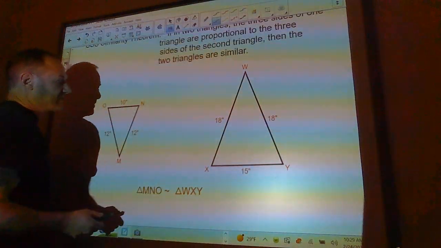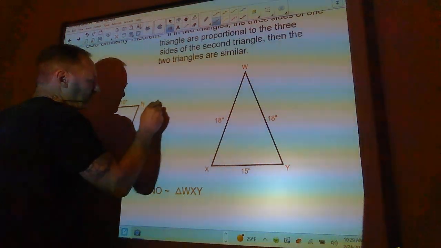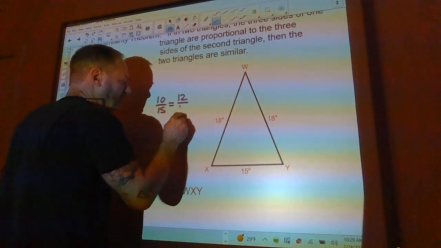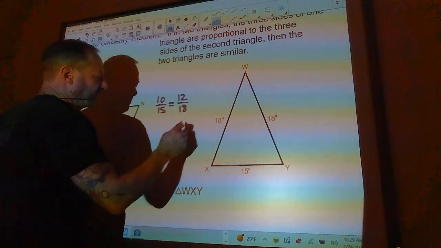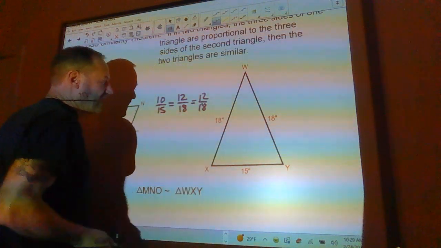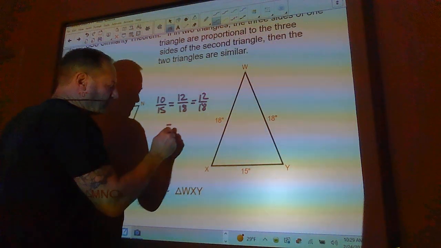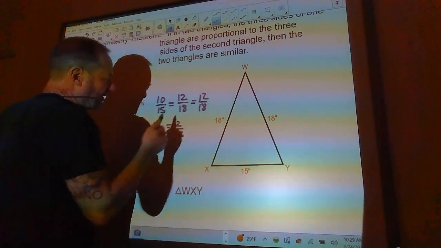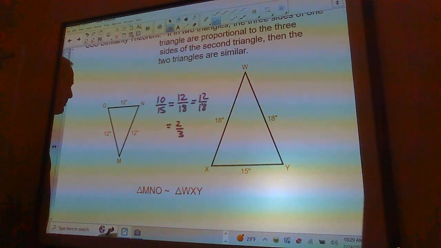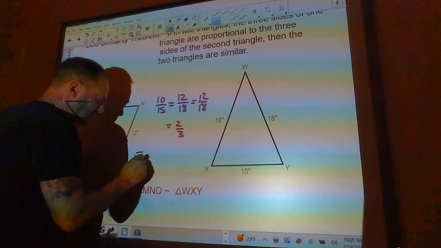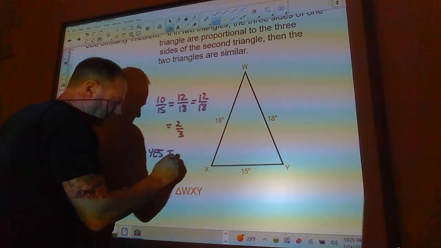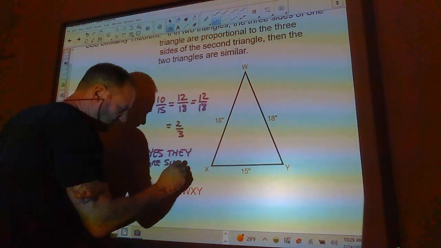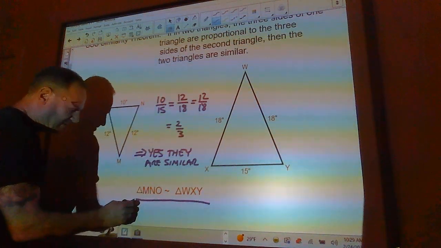So right away, I'm going to check to see, 10 is going to go with the 15, so we'll do this. 10 over 15, is that equal to 12 over 18? And then the other one's also 12 over 18. So normally I would do this, but I don't really need to do that. Okay, I'm going to reduce these. All of these are equal to 2/3. Okay, 5 goes in there twice, 5 goes in there 3 times, 6 goes in there twice, 6 goes in there 3 times. So they're 2/3. So that would imply yes, they are similar. And I would write my similarity statement right there.